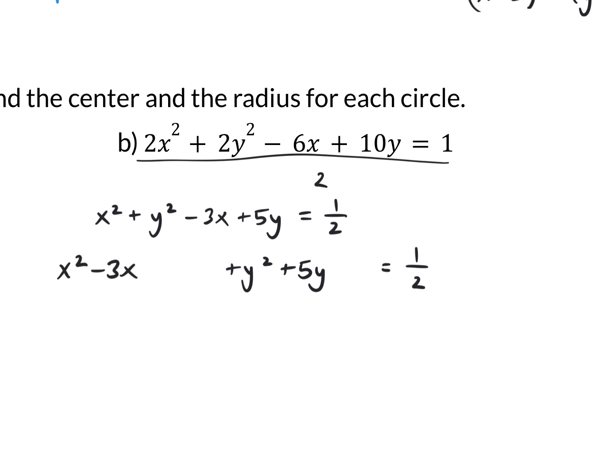Okay, so I'm going to add something so that I can complete the square. So if I add my b divided by 2, that would be negative 3 over 2 squared.